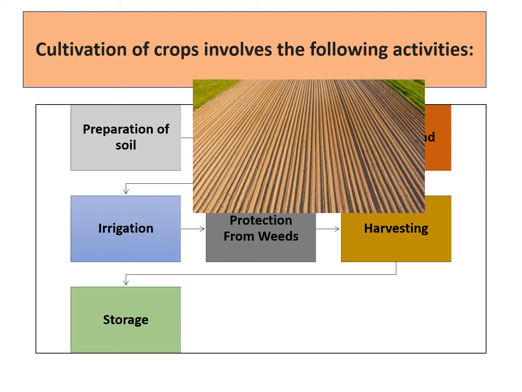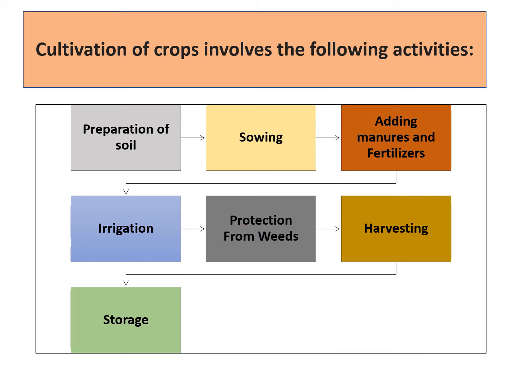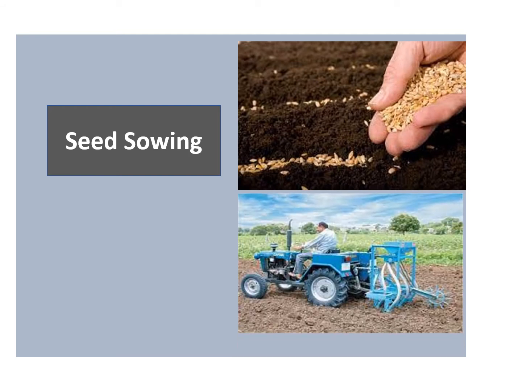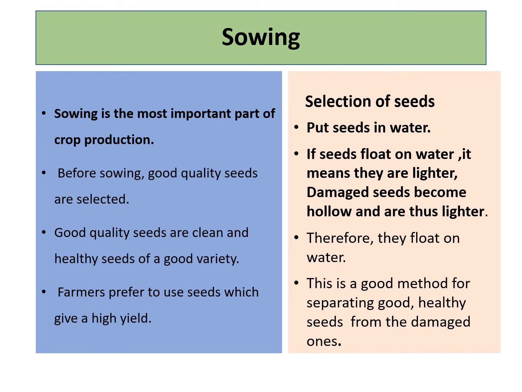Now after this, the second step is the sowing of the seeds. This is the second activity that the farmers do after the preparation of the soil. Now let's understand the second step, that is seed sowing, and how the seeds are sowed inside the land. So sowing is the most important part of crop production.